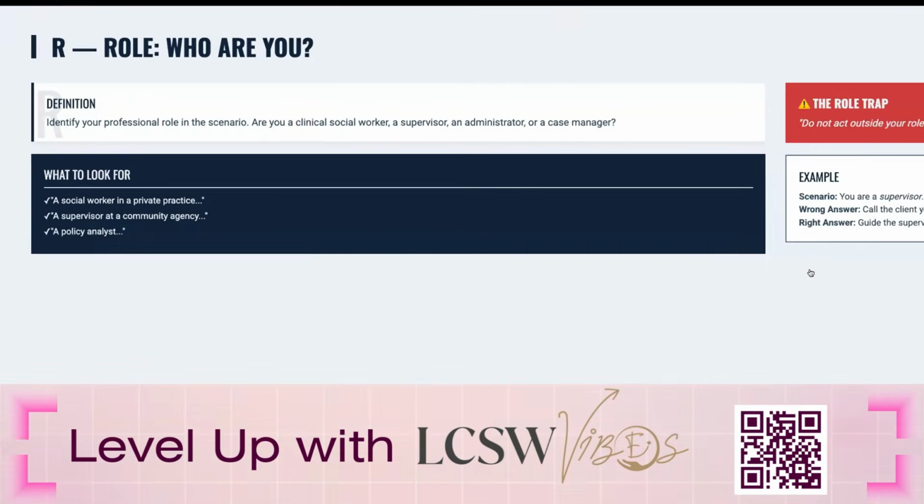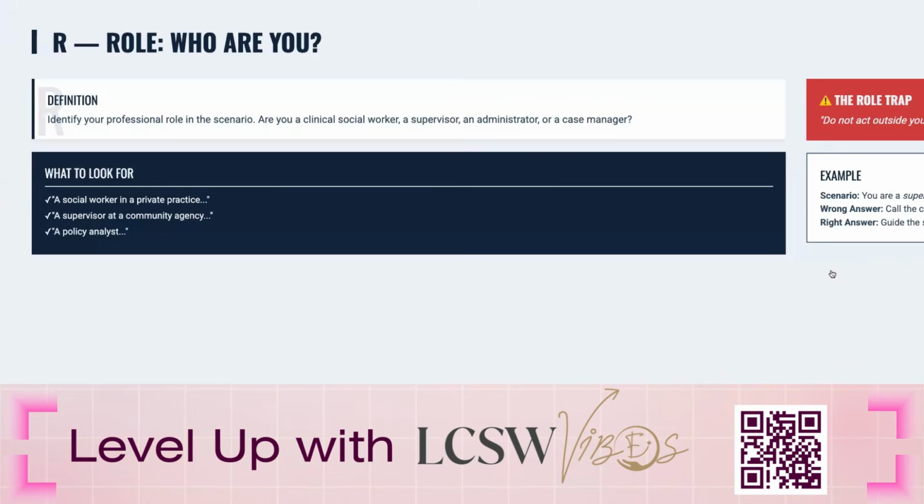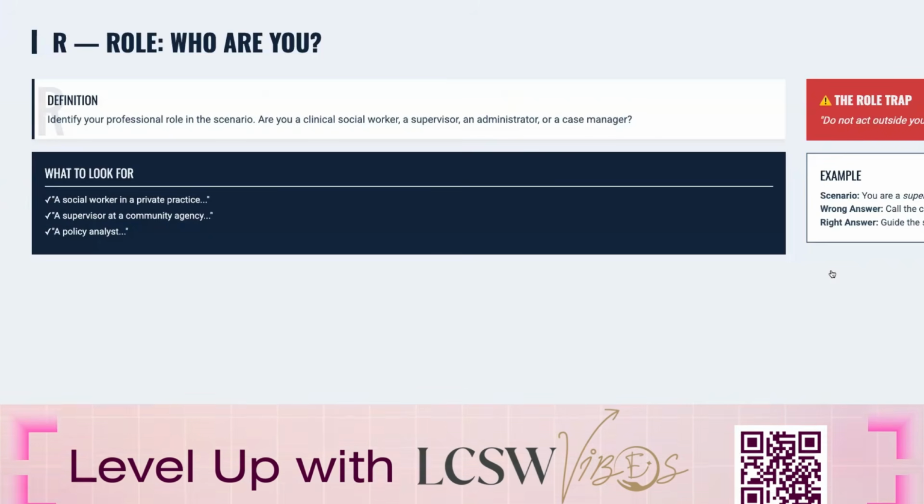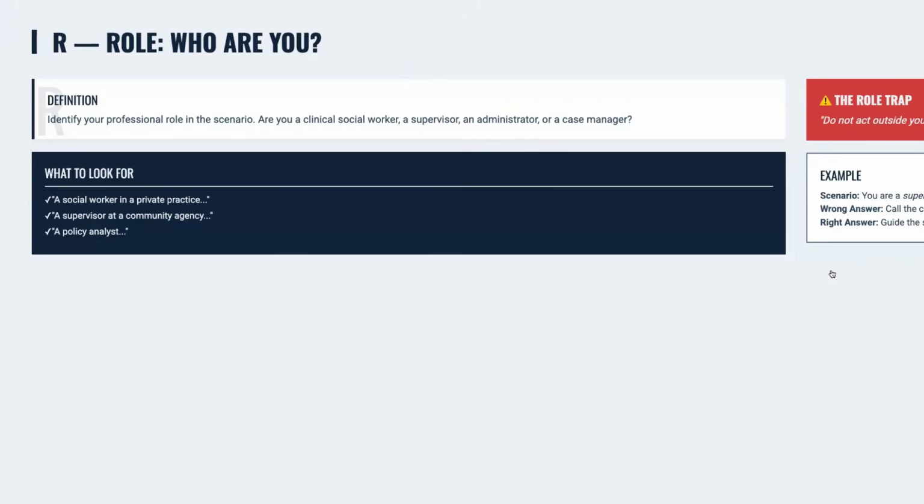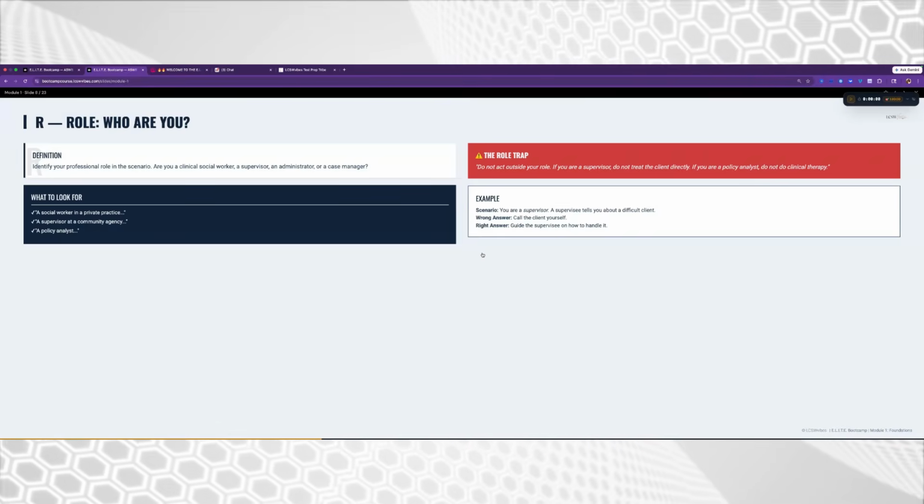So first, the role. Who are you? You need to identify, in that scenario, are you a supervisor, an administrator, a case manager? Are you a community social worker? Those terms that you hear all the time. A community social worker is not doing the same thing as a private practice therapist. So you need to be aware of what role you are in.